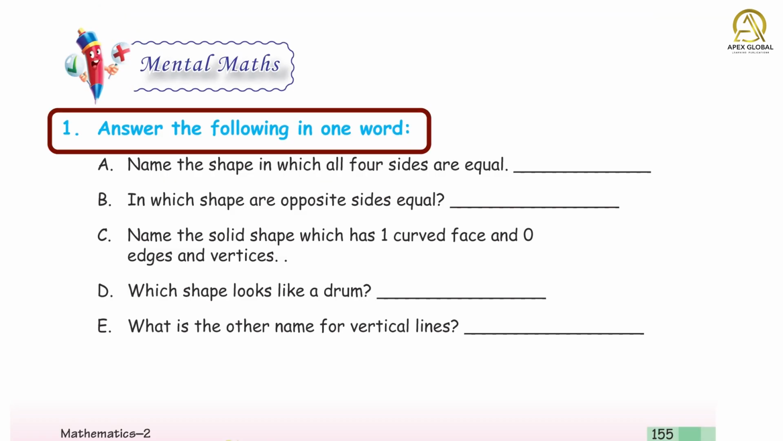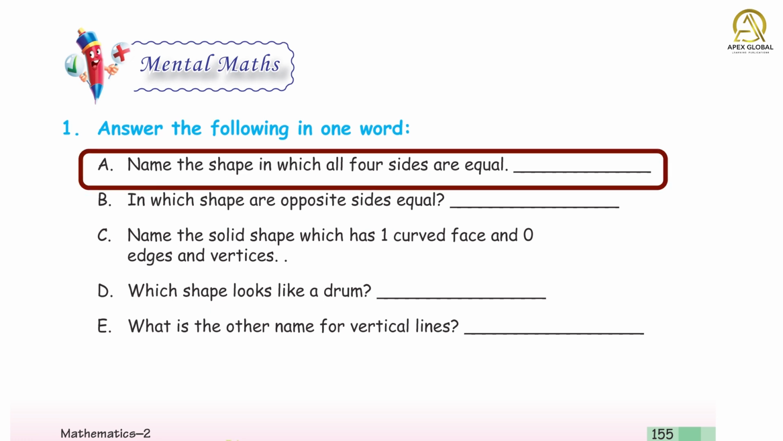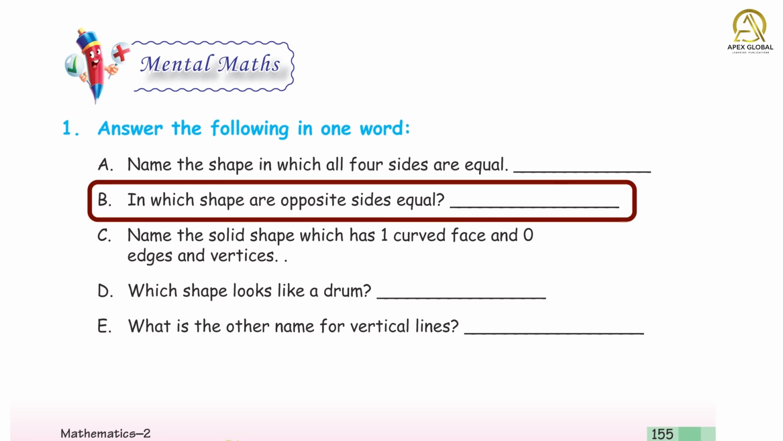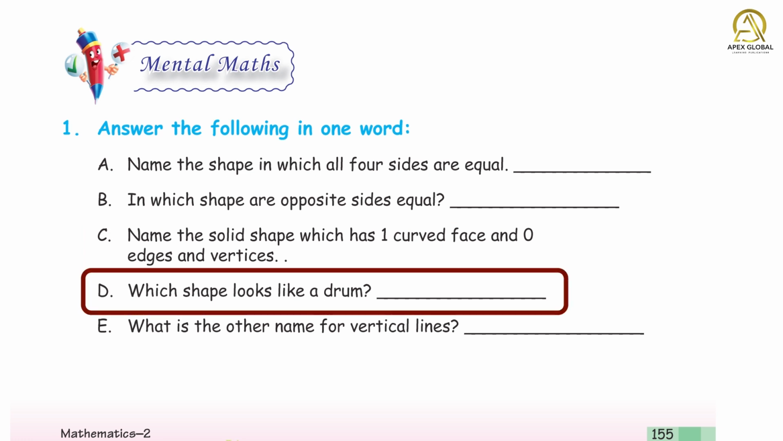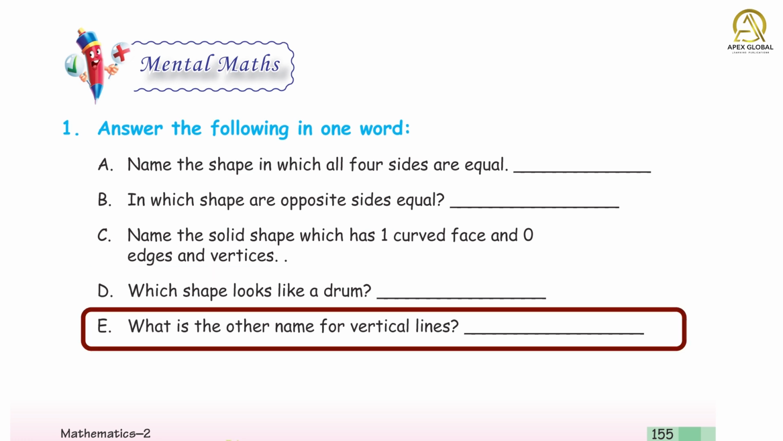Mental maths. 1. Answer the following in one word. A. Name the shape in which all 4 sides are equal. Square. B. In which shape are opposite sides equal? Rectangle. C. Name the solid shape which has one curved surface and 0 edges and vertices. Sphere. D. Which shape looks like a drum? Cylinder. E. What is the other name for vertical lines?